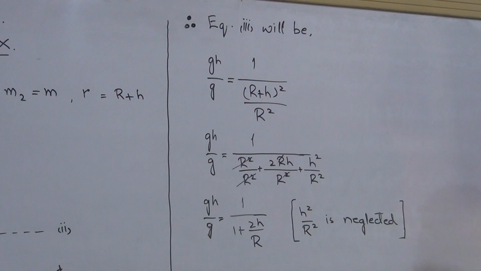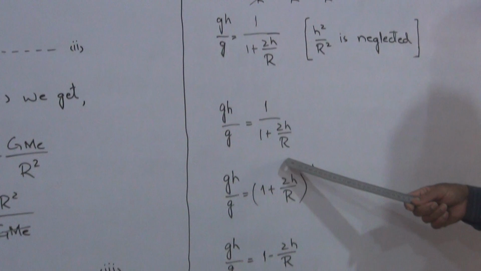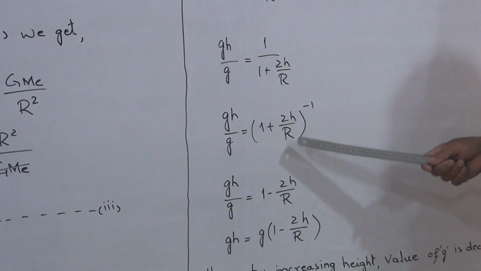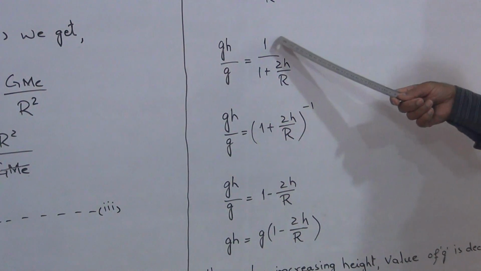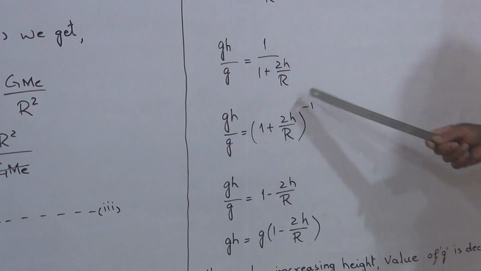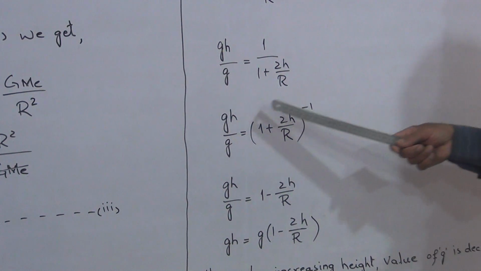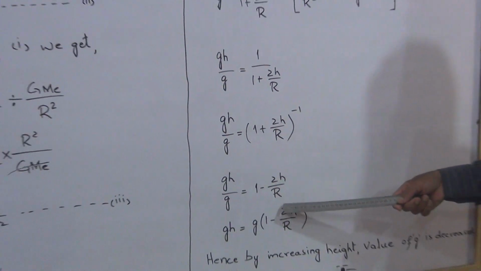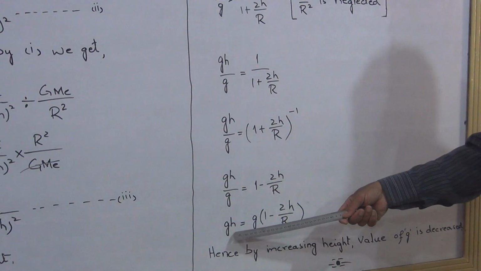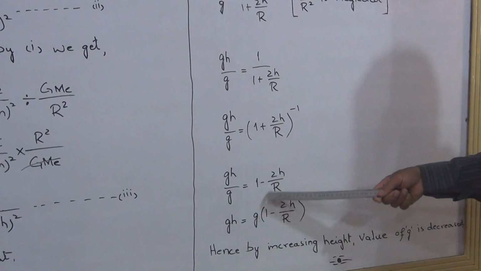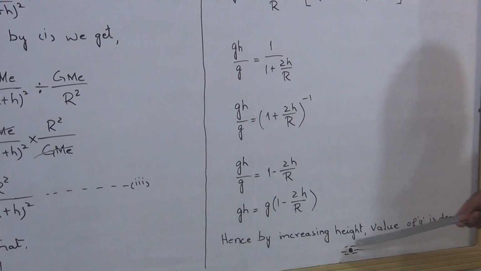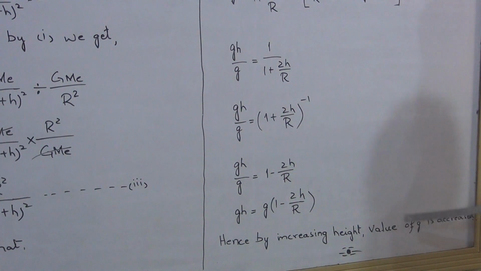Now g h upon g is equal to 1 upon (1 plus 2h upon R). We take (1 plus 2h upon R) to the numerator, so its power sign is changed. Now by solving with the binomial theorem, it becomes 1 minus 2h upon R. So here g h is equal to g into (1 minus 2h upon R). Hence, by increasing the height, the value of g is decreased.